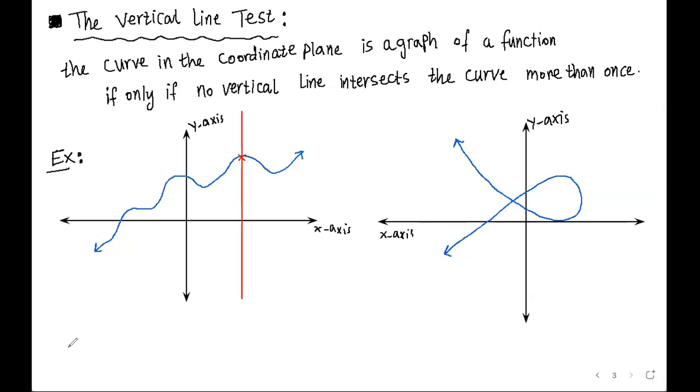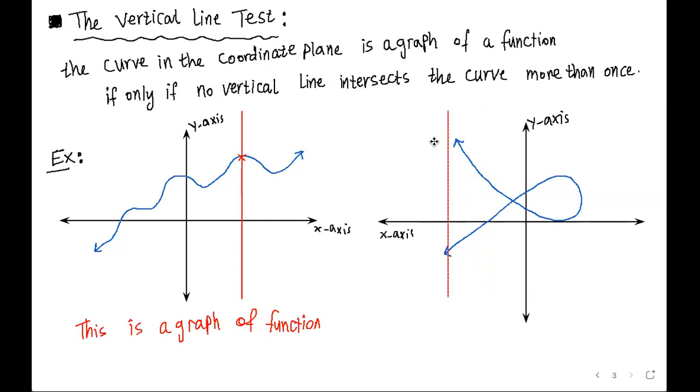So this graph here is a graph of a function. This is a graph of a function by using the vertical line test. For the second one, is this a graph of a function?